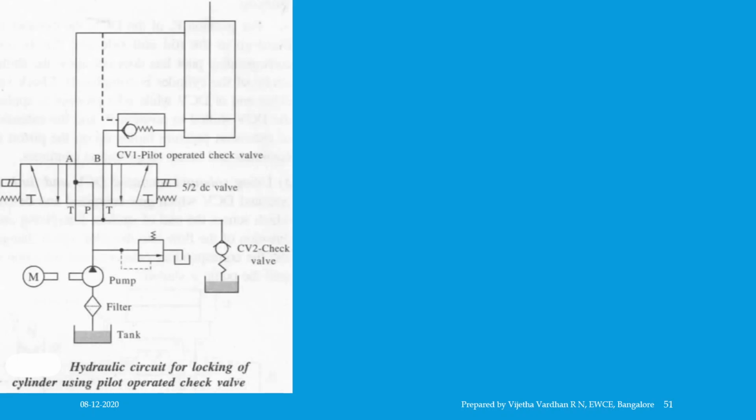Now, the hydraulic circuit of a cylinder using a check valve and a 5 by 3 DC valve is shown here. Now, how is it going to work? The pilot operated check valve, that is CV1, holds the load and prevents the cylinder from drifting and retracting until the head end of the cylinder is pressurized. However, the cylinder is not locked for extension and hence it can be extended. The return line check valve CV2 provides the back pressure to the load and counterbalances it.